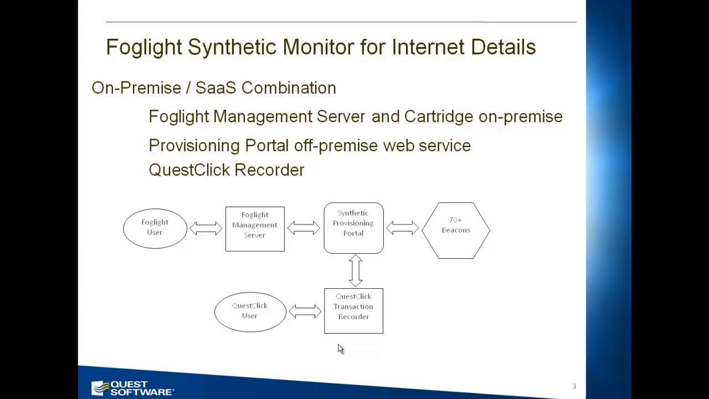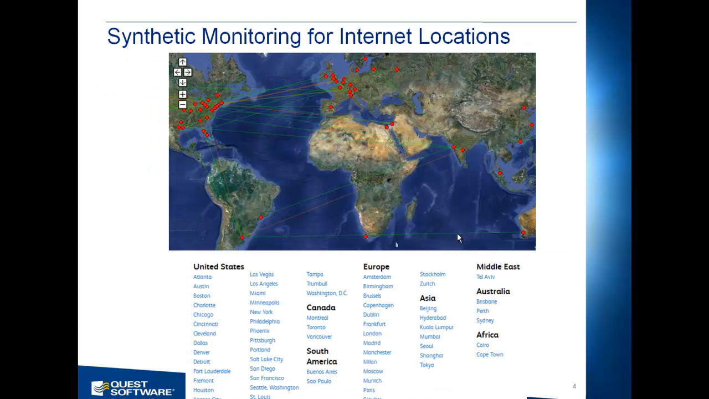Another piece we have is the Quest-Click Recorder, and this recording is done outside of Foglight. The Quest-Click user can come in, open the recorder, and then publish their scripts that they record to the synthetic provisioning portal. And this is the off-premise web service. There's a little bit of overlap in what you can do in the Foglight management server and the Quest-Click transaction recorder. In both of those, you can change how you provision the scripts out on the different beacon sites. Now about beacon sites, let's look a little bit more at what we have.